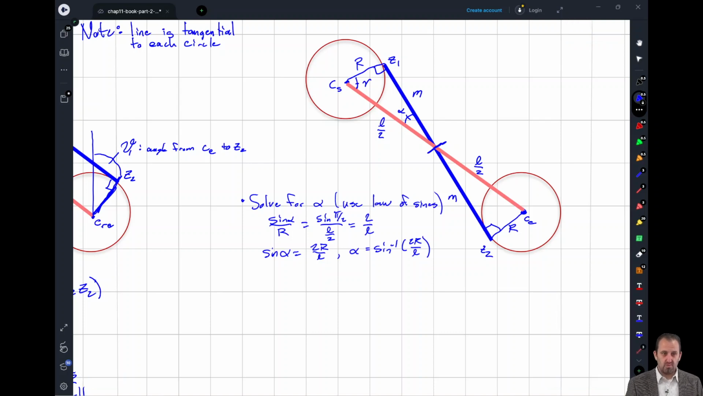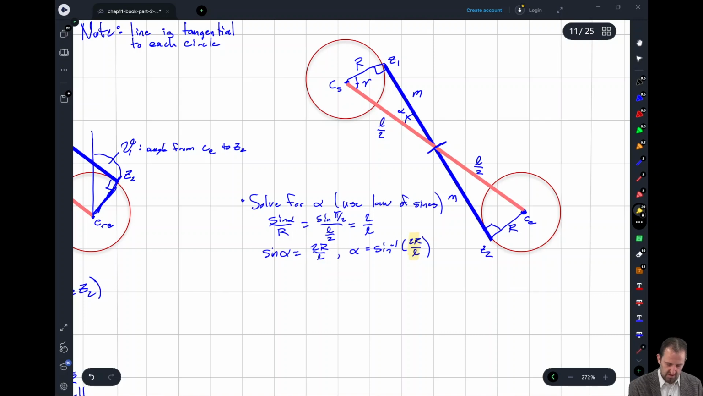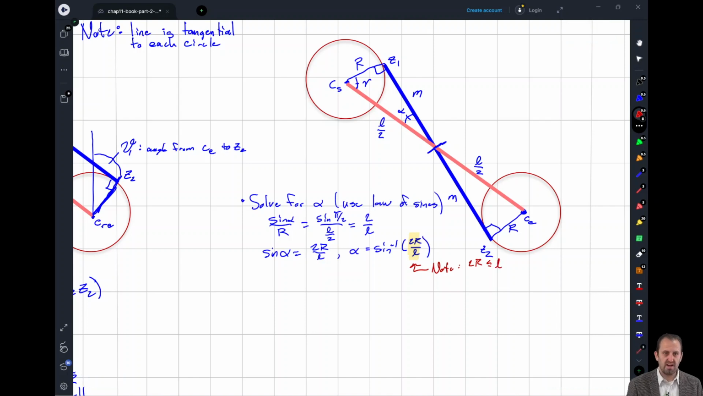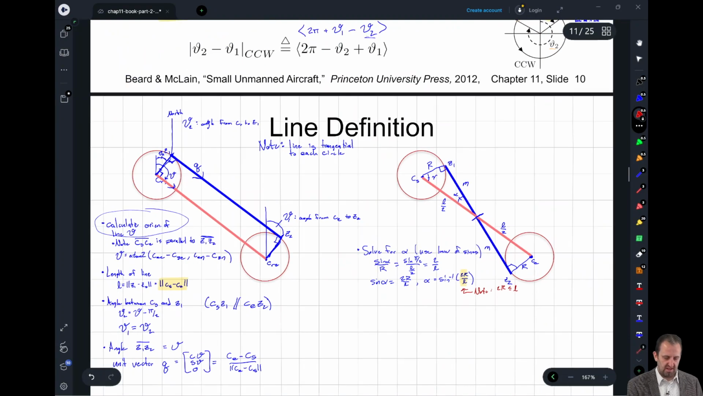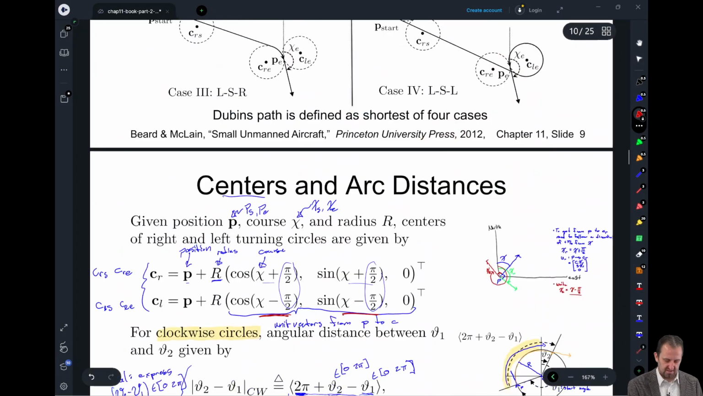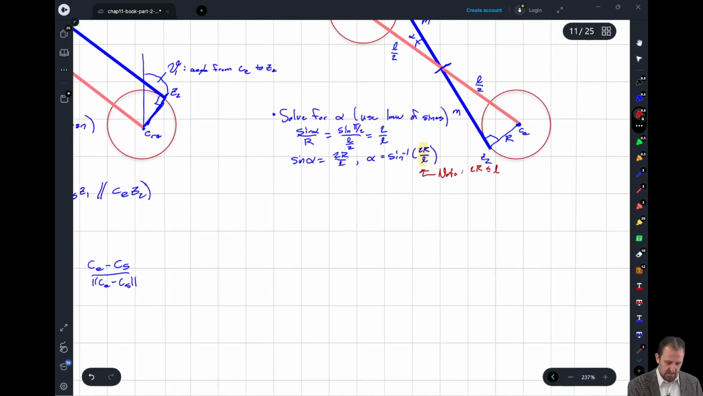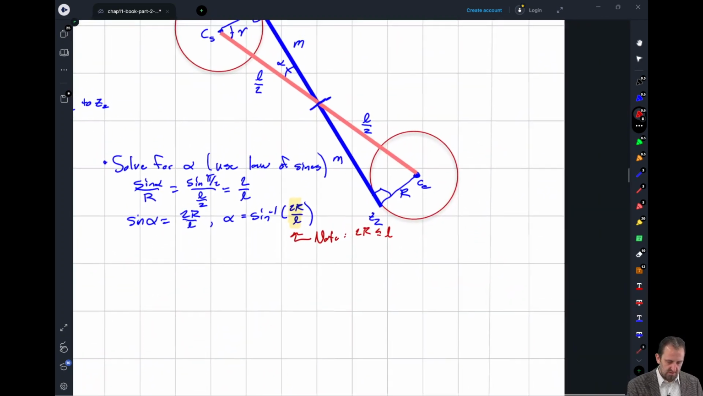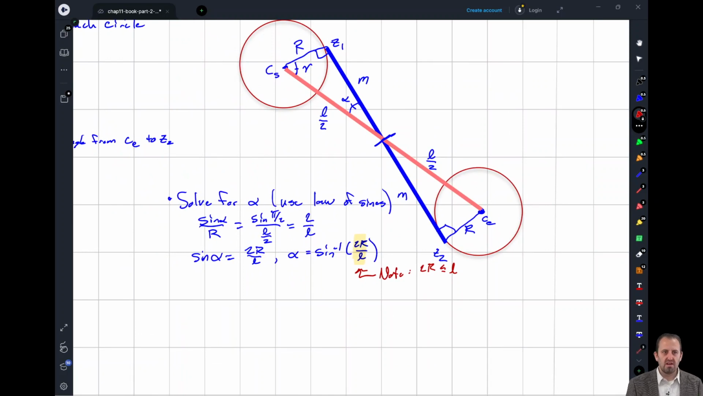Okay, so this is where we have to have sufficient distance. We have 2r over L, so this is something to note: 2r must be less than or equal to L. Otherwise, this is not well defined. So if we have sufficient distance, like we mentioned in the cases up above, we have two missing cases because we're assuming that we have sufficient distance. And that's where that distance comes in. So we have our alpha now well defined.